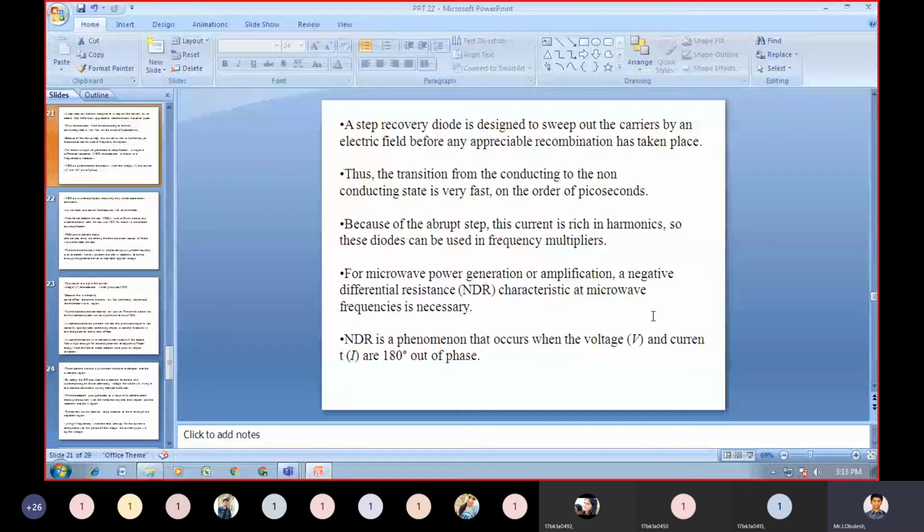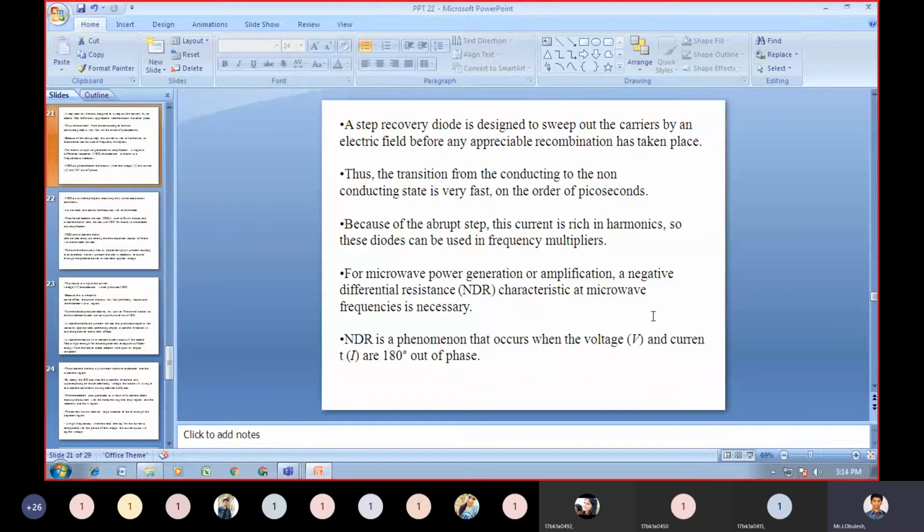taken place. Thus, the transition from the conducting to the non-conducting state is very fast, on the order of picoseconds, because of the abrupt step. This current is rich in harmonics, so these diodes can be used in frequency multipliers.